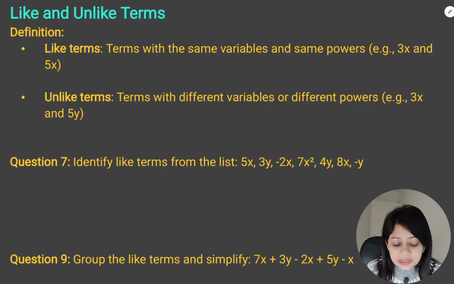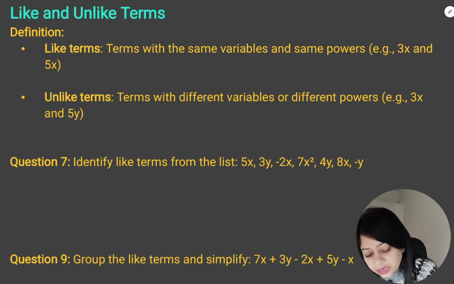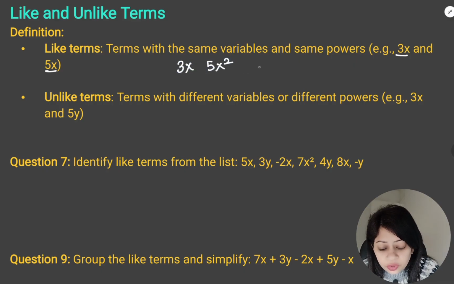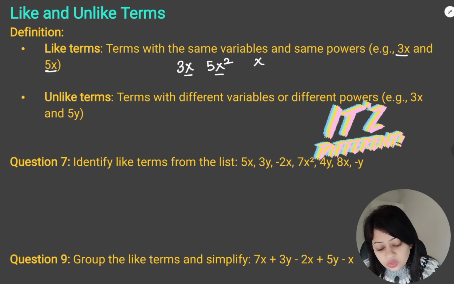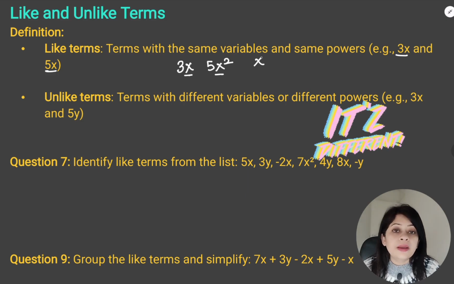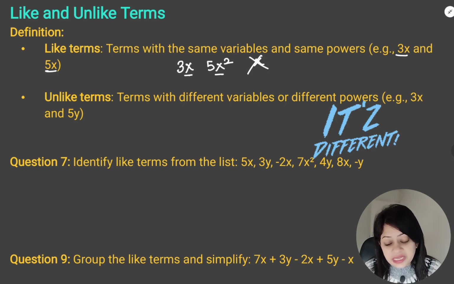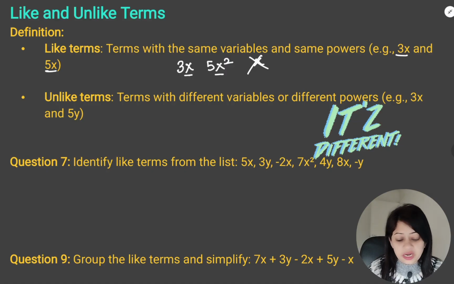Like terms means terms with the same variables. Here we are writing 3x and 5x. If I write 3x and 5x square, are they like? No, because we have the same variable x, but these terms are not the same. x and x square are not the same. So these are not like terms. These are unlike terms. The terms which are not like are known as unlike terms.